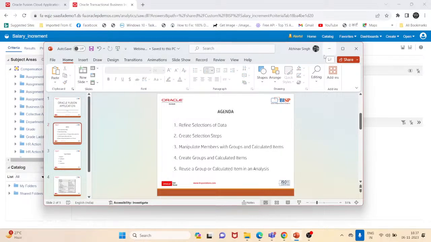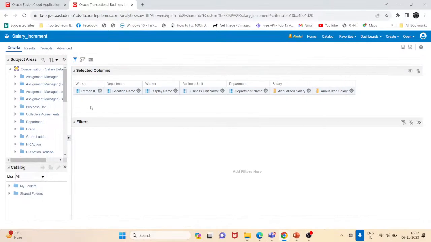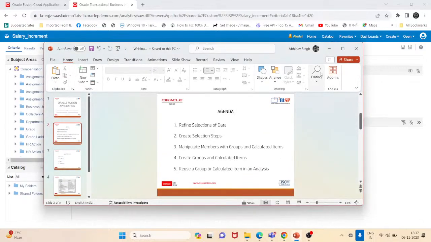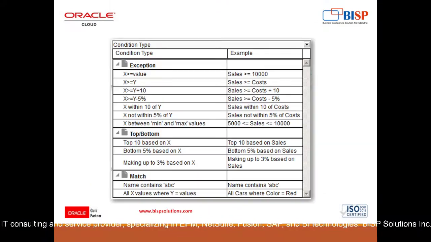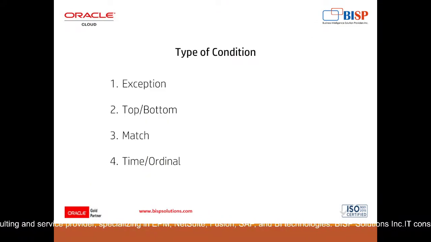How we can create selection step. Before that, let me tell you how many types of conditions there are. The first condition is exception. We select members using comparison values for measure columns. A sample condition is sales is greater than cost plus 10%.